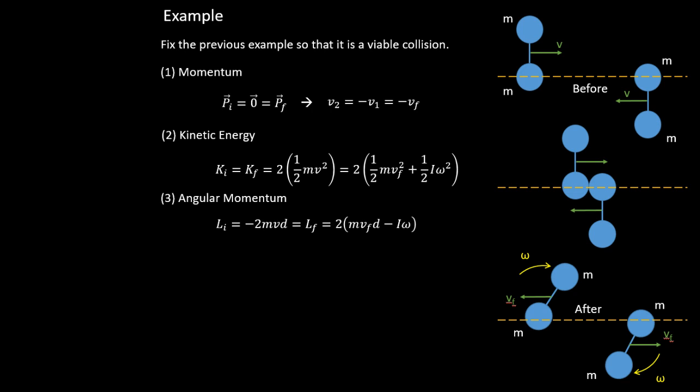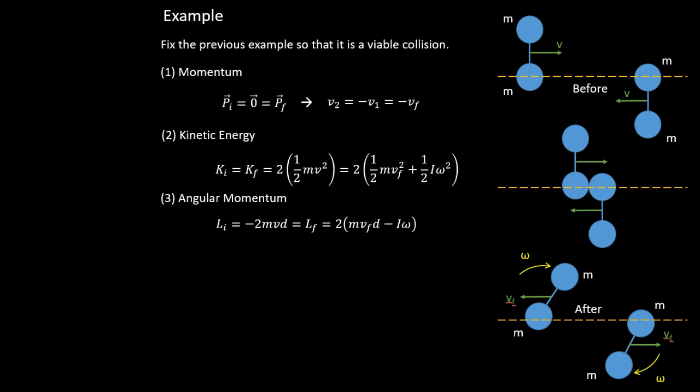Then we will have our angular momentum. Now we have, for the angular momentum, the minus 2 mvd that we had previously. Then when it comes back, we have the mvd that we had previously, as well as an I omega. And I'm going to subtract the omega right away just for fun, so I don't have to remember something about it later.